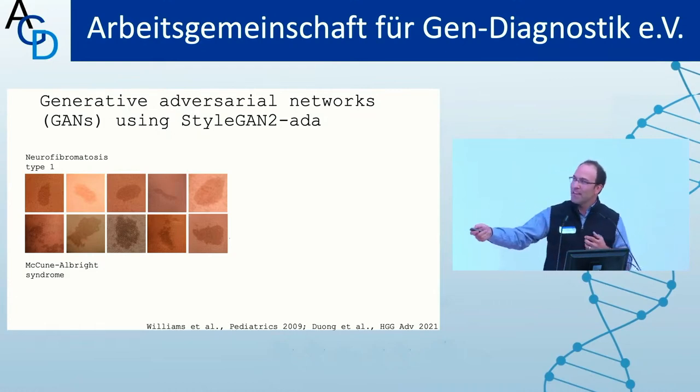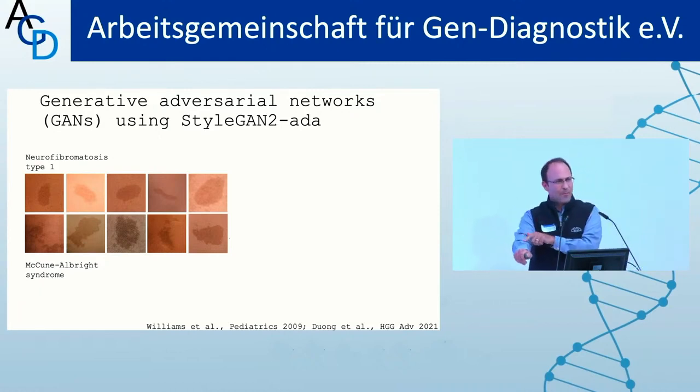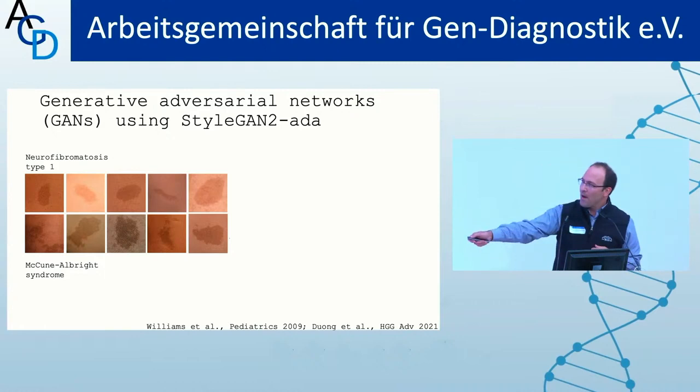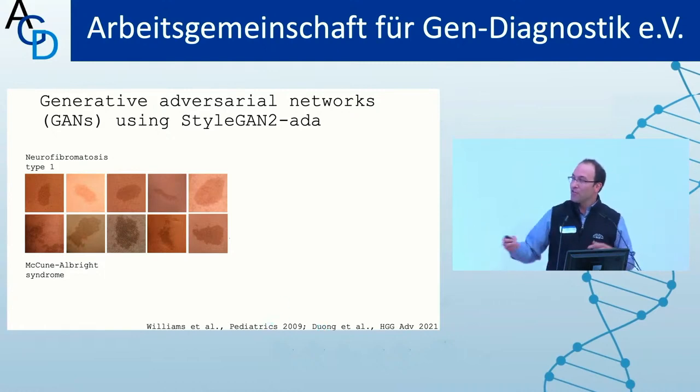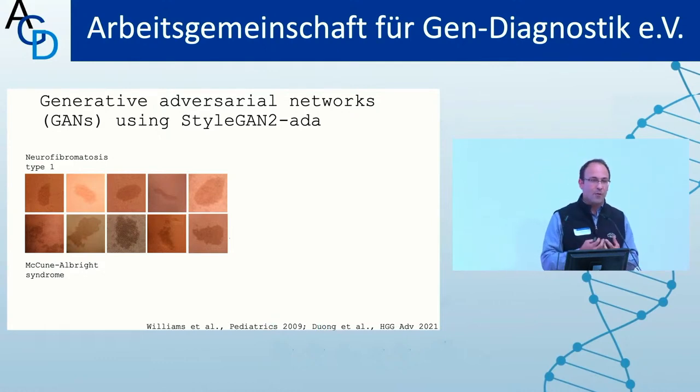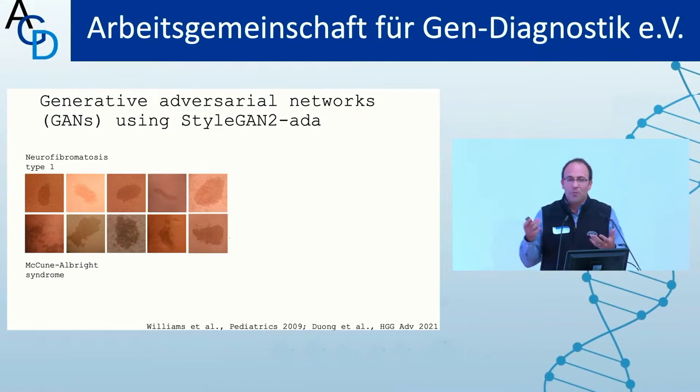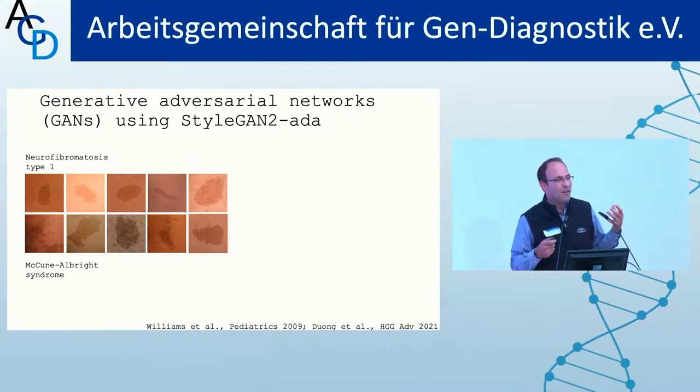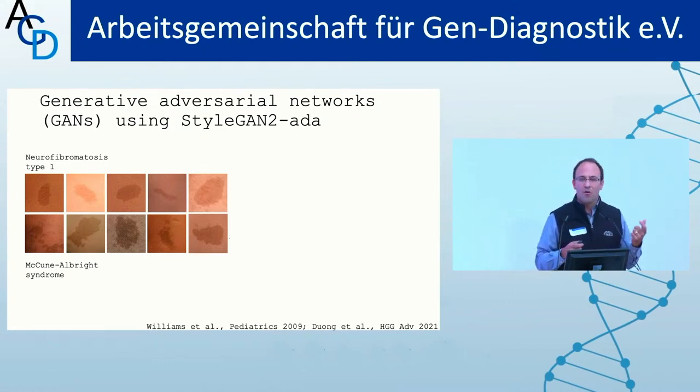So these are all fake images on the top of neurofibromatosis type 1, kind of the birthmarks that a baby would have. On the bottom, another condition. The bottom condition is also important just clinically, because these folks are at risk of certain types of cancer and other endocrine issues. So they look real, you know, a clinician can't tell them apart from a real one.